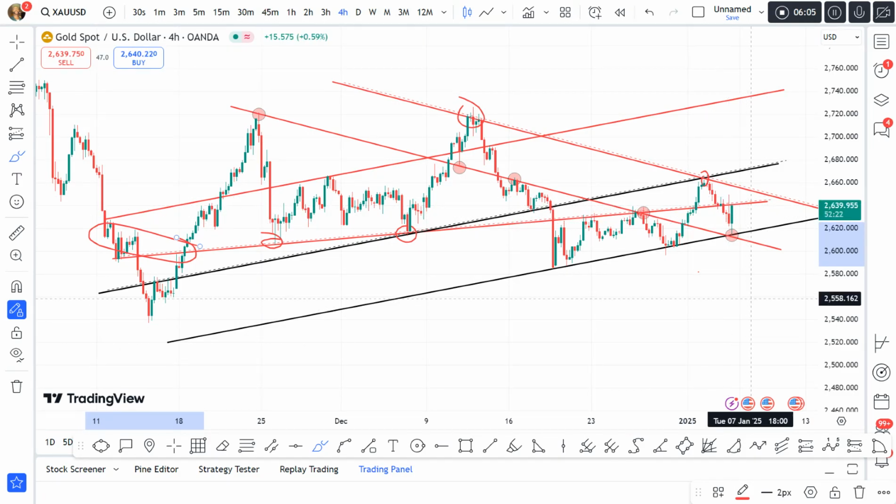It should sell from here. It should sell from 2641. 2641, 2642, and it can even extend into 2643.